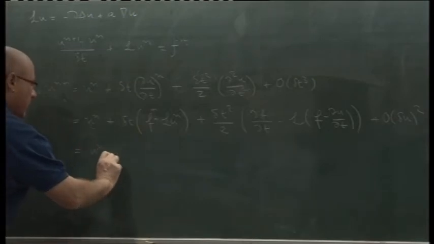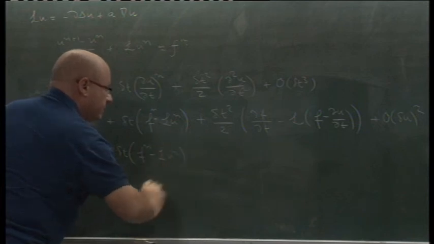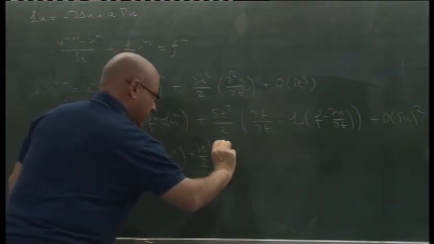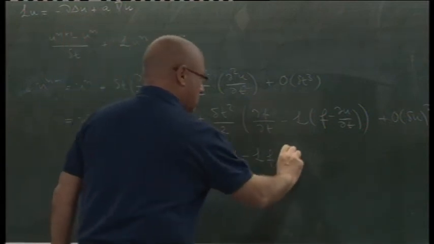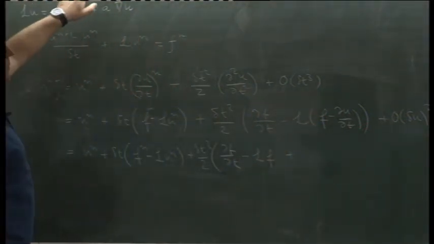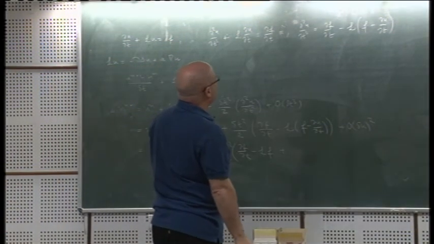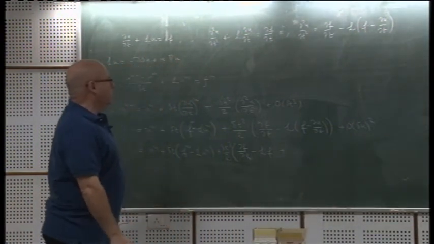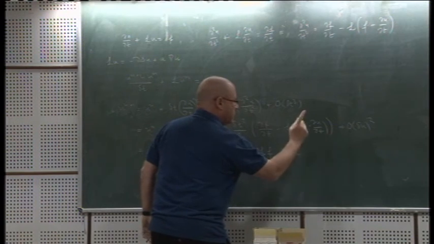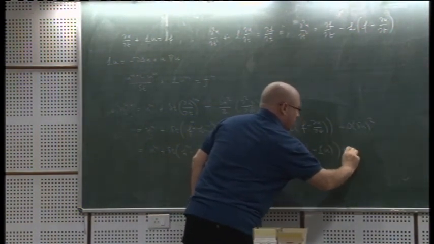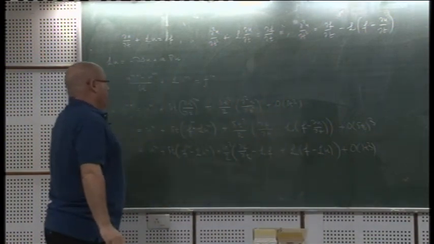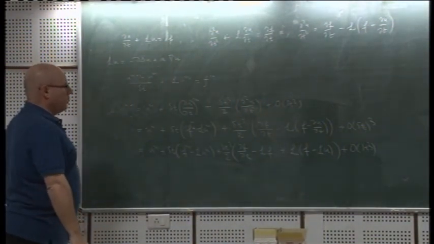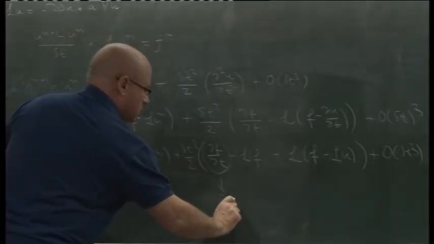So let me rewrite things. This is un plus delta t times fn minus L of un, plus delta t squared over 2 times the time derivative of f minus L of f, whatever it is. And then we have plus L of the time derivative of u. Well, the time derivative of u is f minus L of u. Yes, that's correct. So this is L times f minus L of u, plus terms of order delta t cubed. Anyway, so what do we have? We have a complicated right-hand side. All these terms depend on f, and they go to the right-hand side.